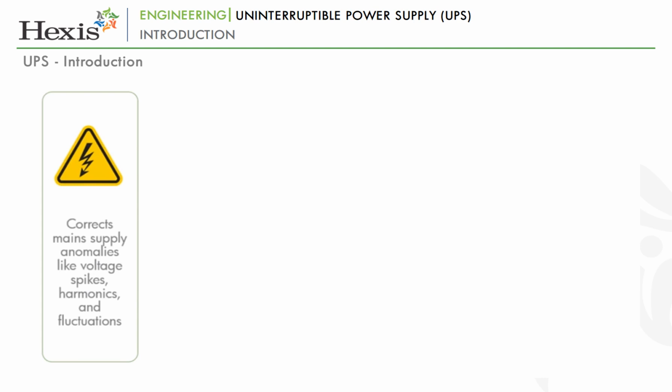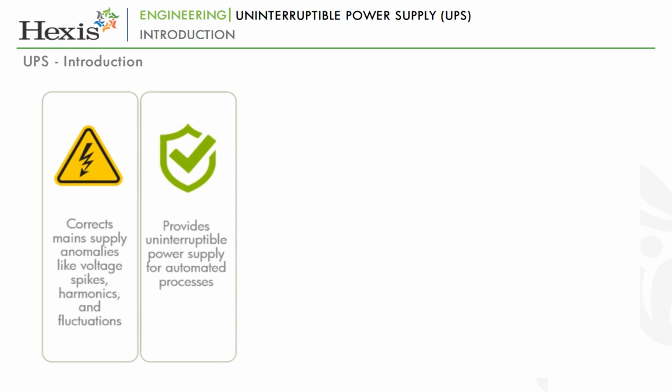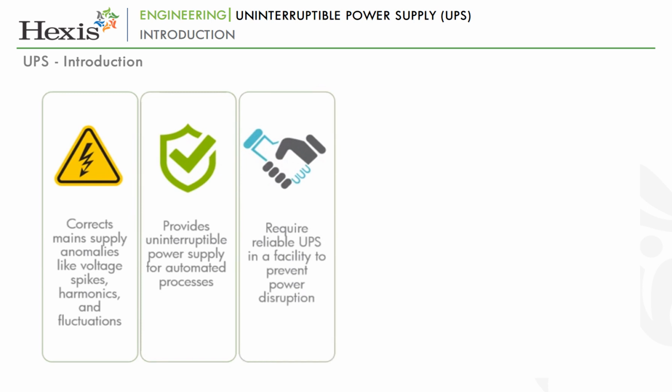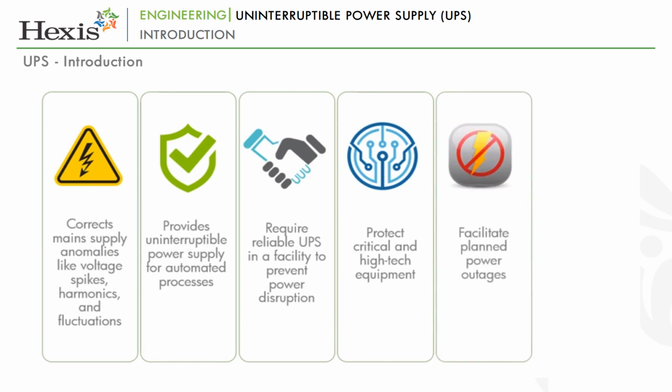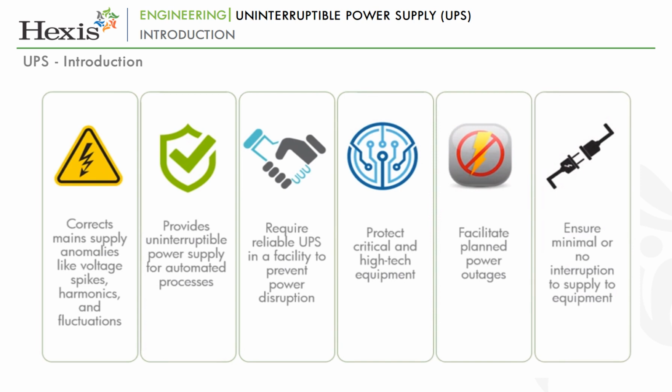Due to advancement in technology, a large number of processes are being automated. Therefore, there may be more than one equipment in the facility that requires an uninterruptible power supply. Thus, it is important to have a reliable UPS in a facility, as most electronic equipment cannot tolerate more than a few cycles of power disruption without shutting down. Keeping these things in mind, a UPS should be designed to protect critical and high-tech equipment and also to facilitate planned power outages so that technicians can safely transfer the load to a backup generator without interruption of supply to the equipment.